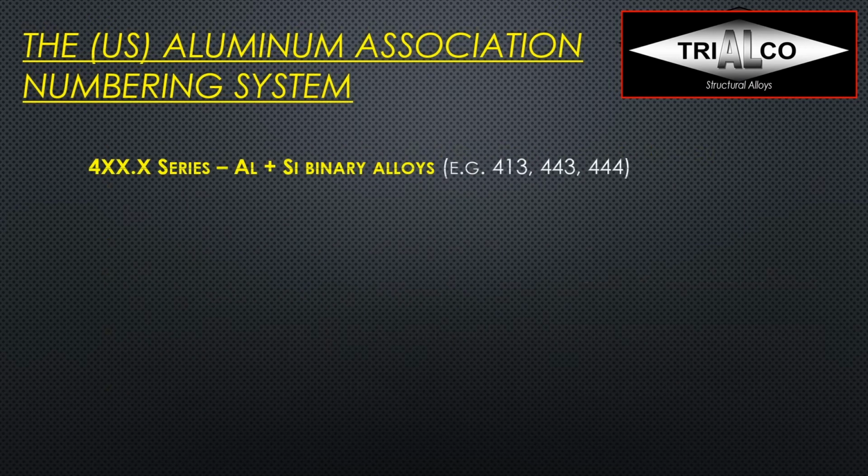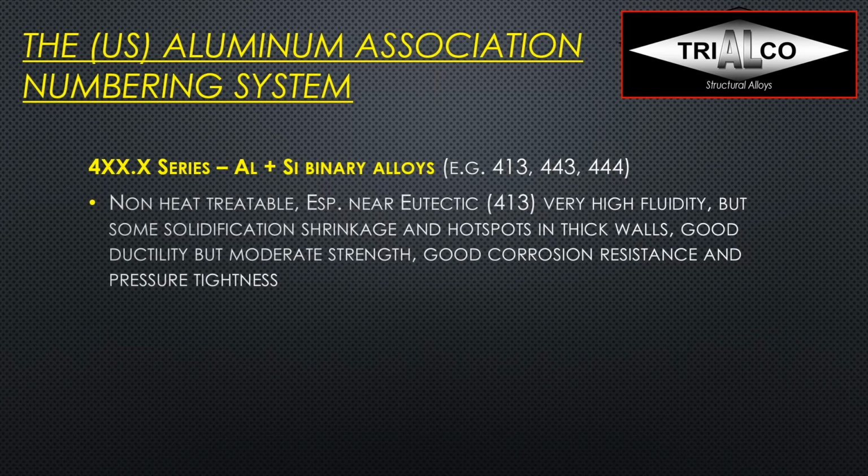So now let's get to the 400 series alloys, and they are a binary alloy. If we have only two elements in here, so aluminum and silicon, then we're talking about a binary alloy. The most common variants are, of course, the 413. I think most people are familiar with that one, but then there are also 443 and 444. They are non-heat treatable. Well, you could heat treat, but it wouldn't give you anything, because without magnesium, just aluminum and silicon doesn't really do much.